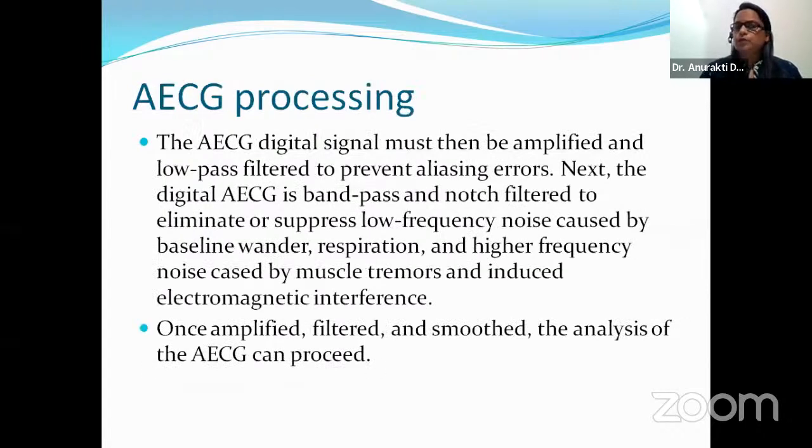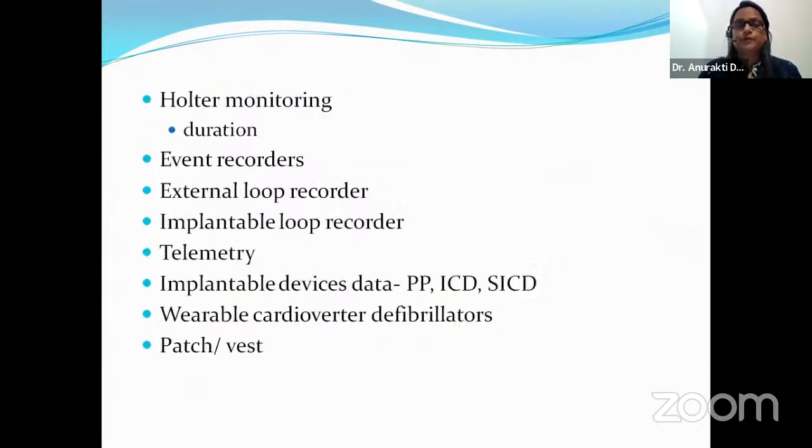And the processing, similar to pacemaker data processing, has to have band pass and notch filtering and remove the noise elements, like respiration, body movements, and tremors, so that the signal data is good enough to read. So after it is all amplified, filtered, and smooth, then you can analyze the ambulatory electrocardiography.